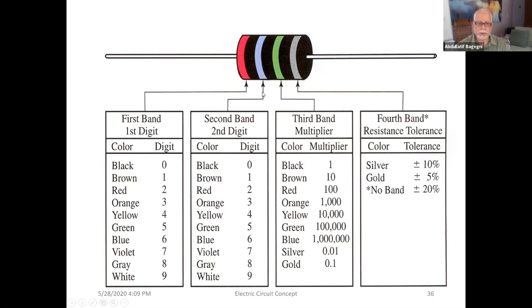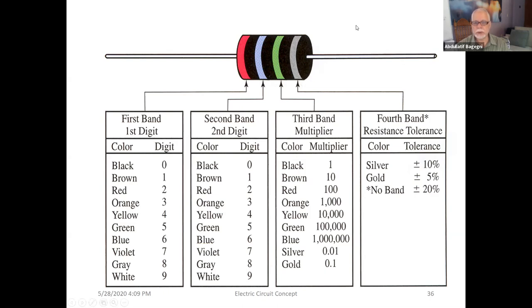And then we go to the next one. This will be the second digit, which is the blue. So blue is 6. So we have 26. And then the green is the multiplier. So we have 26 now, and then go to the green. The green is 100,000. So we multiply the 26 by 100,000.